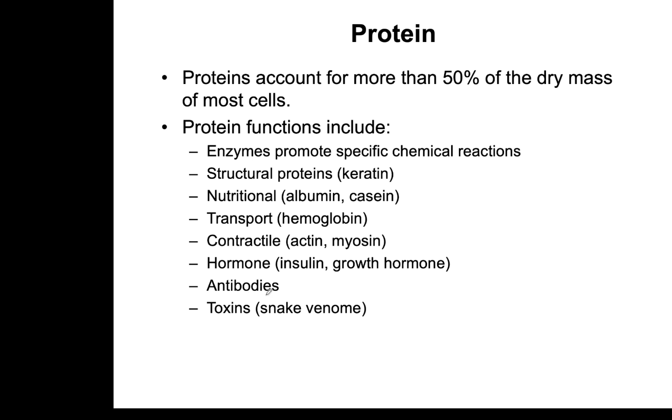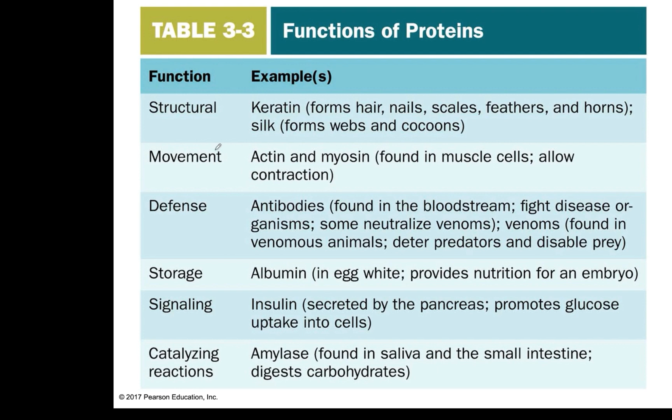Antibodies are important to kill foreign invaders. This antibody has a protein structure. Also, some toxins have a protein structure. This table summarizes the functions of protein: structure, movement in muscle, defense with antibodies, storage of some nutrients, signaling, such as insulin signaling to control the glucose level in the blood, and catalyzing reactions.